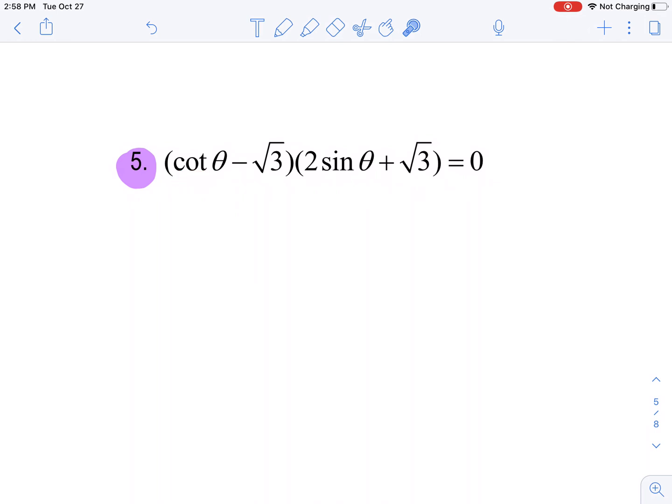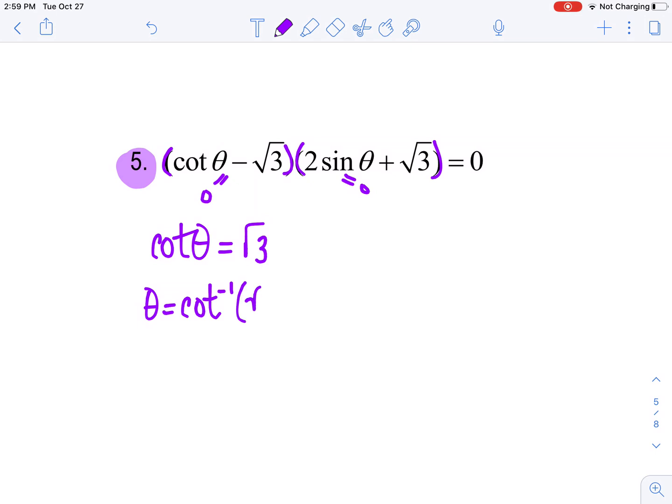Here we have 2 different trig functions, but it's written in factored form. So here, because we can use the zero product property, since these 2 multiplying together equals 0, then either this one has to be 0 or this one has to be 0. So we could say cotangent of theta equals root 3. So theta is the inverse cotangent of root 3.